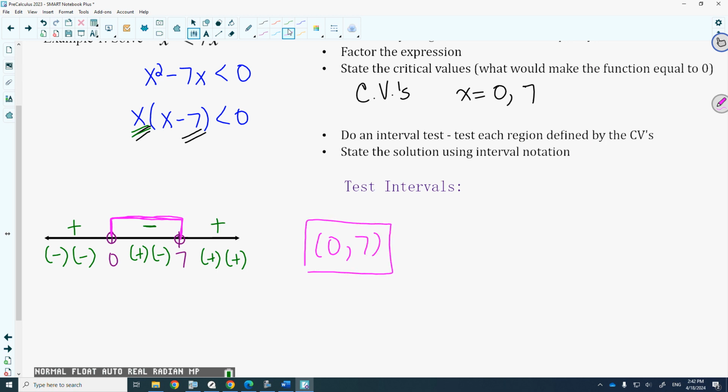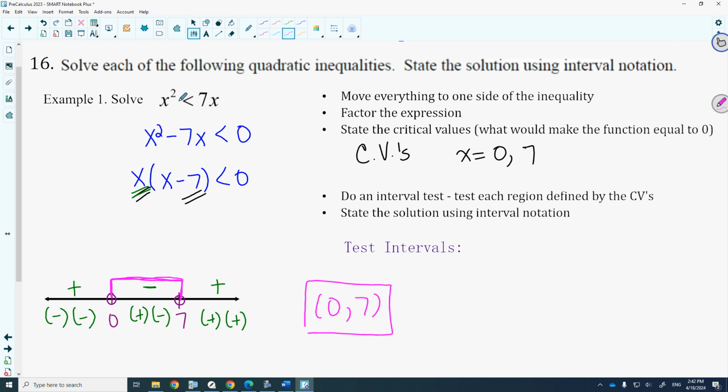Okay, so I'm going to try to make sense of this for you. Let's pick a number between 0 and 7. I'm going to pick the number 1. If I put 1 in this original inequality, you should get a true statement. So 1 squared is 1. Is that less than 7 times 1, which is 7? That is a true statement. Any number you pick within this will give you a true statement. If you pick anything outside, it will give you a false statement. So I'll show you. Let's pick 8. 8 squared is 64.